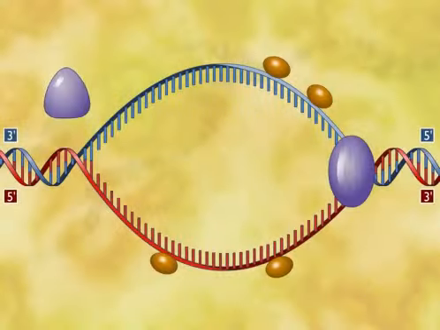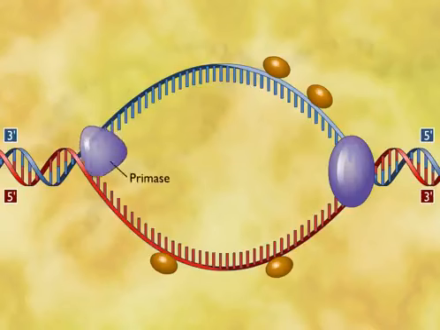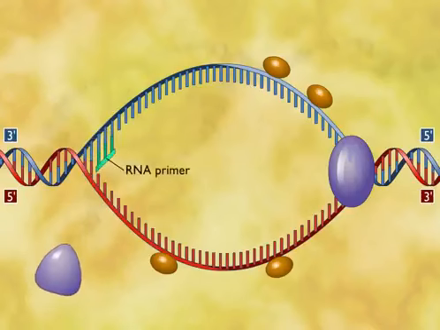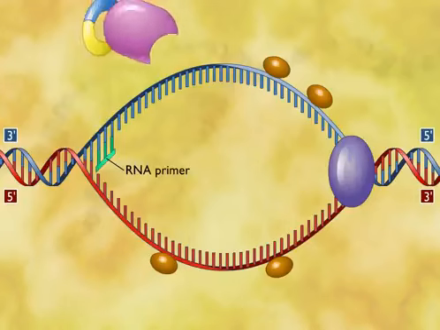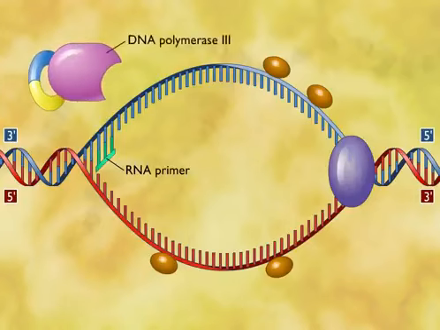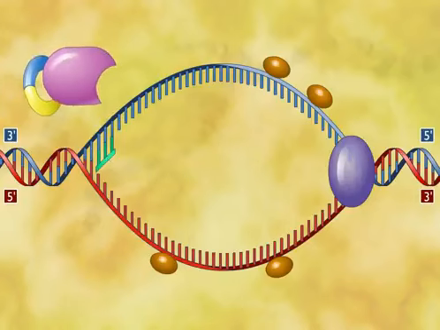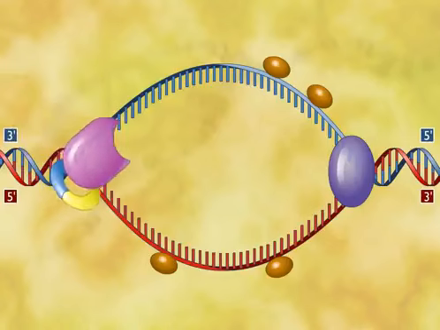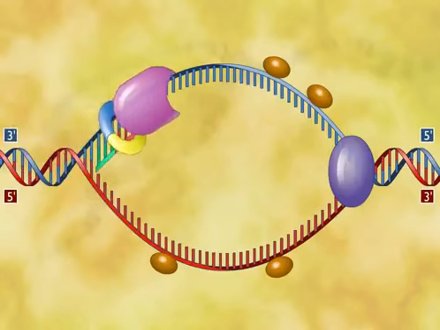Therefore, an RNA polymerase, called a primase, constructs an RNA primer, a sequence of about 10 nucleotides complementary to the parent DNA. DNA polymerase III can then add deoxyribonucleotides to synthesize the new complementary strand of DNA.